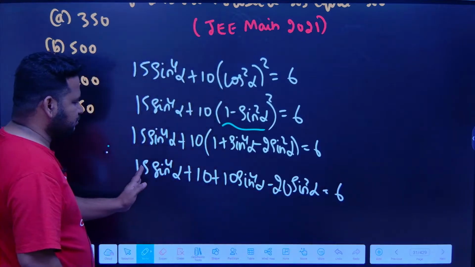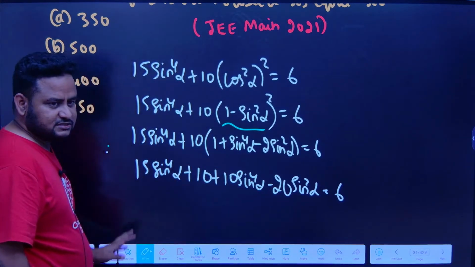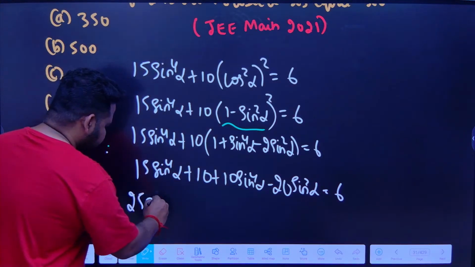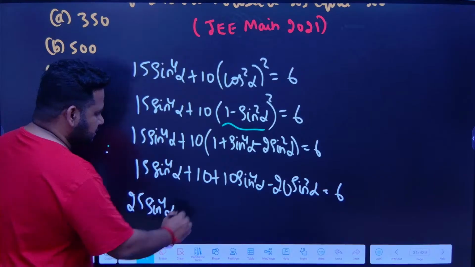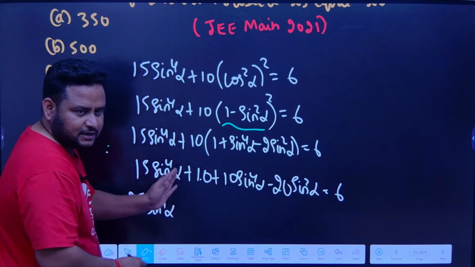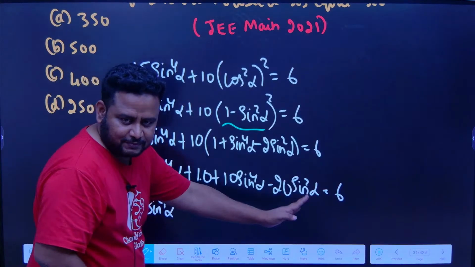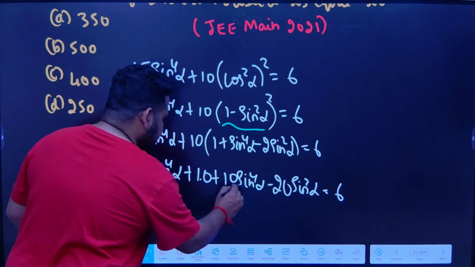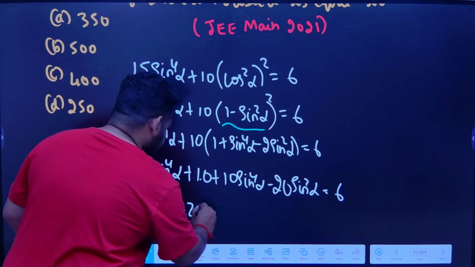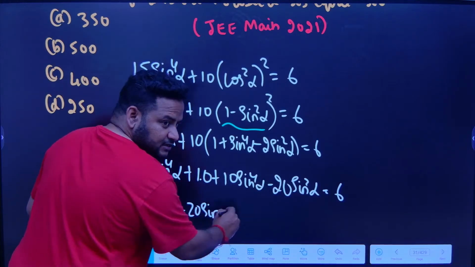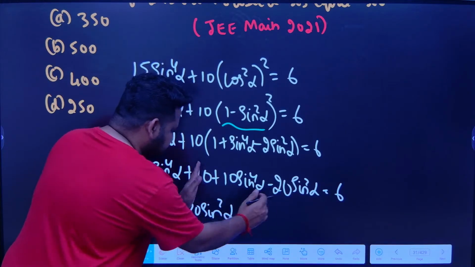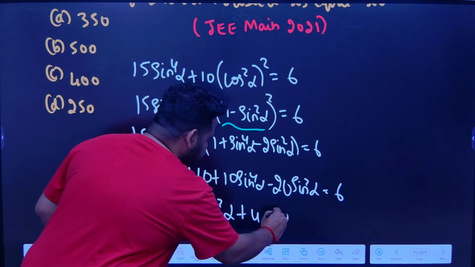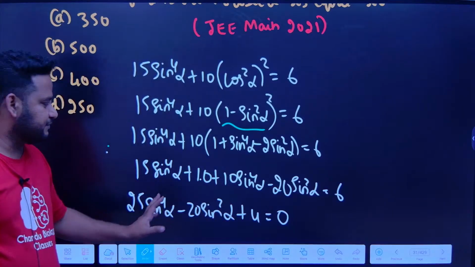Now, 15 sin power 4 alpha plus 10 sin power 4 alpha is 25 sin power 4 alpha. If I bring 6 this side, it will become 10 minus 6, 4, I am writing directly. And this is minus 20 sin square alpha. So, plus 4 is equal to 0. Now, I got an equation, correct, no?